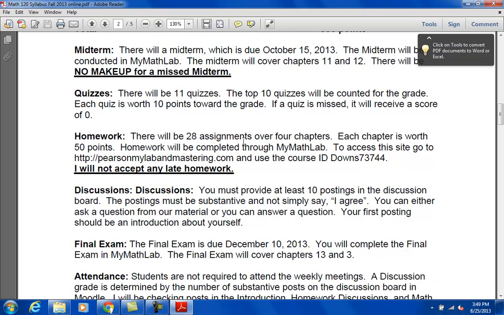Homework: there'll be 28 assignments over 4 chapters. Each assignment is worth 50 points. Homework will be completed through My Math Lab. To access the site, go to Pearson, My Lab, and mastering.com. I just do mymathlab.com and get there. And use the ID Downs73744. So I don't want anything late.